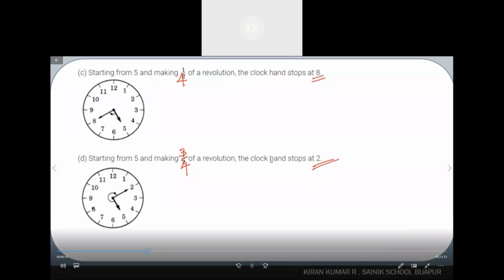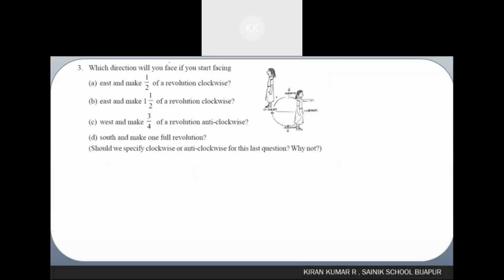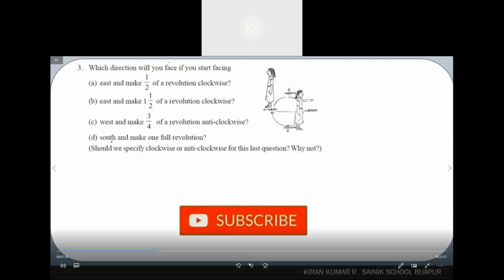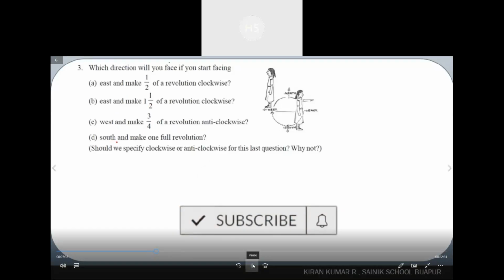Let's take up the next question. The question here is, which direction will you face if you start facing east and make half a revolution clockwise? Start facing east, make 1.5 revolution. Next is start facing west and make 3/4 of revolution anti-clockwise. Fourth one, start facing south and make one complete revolution.